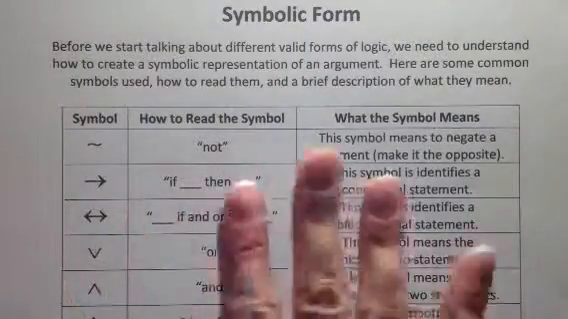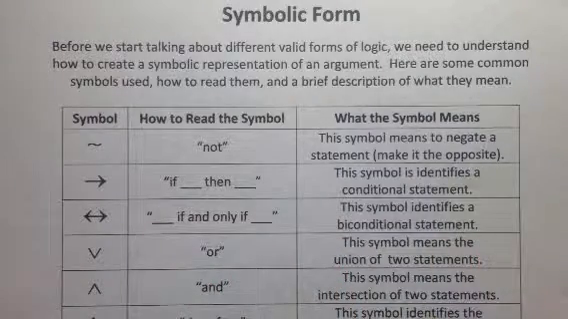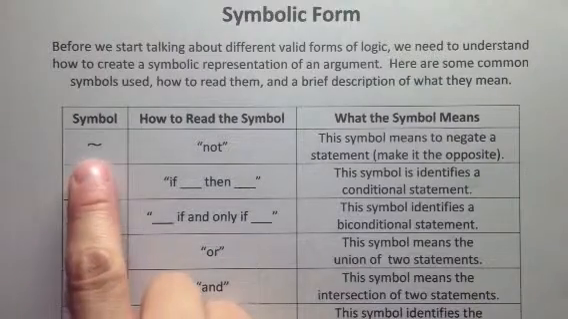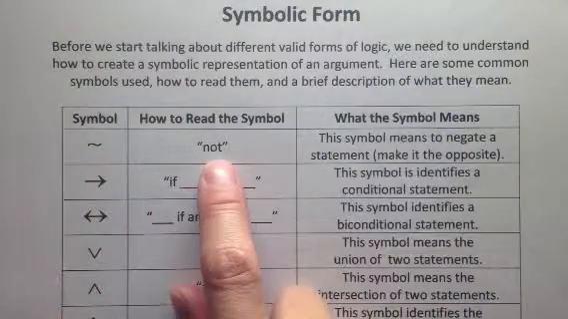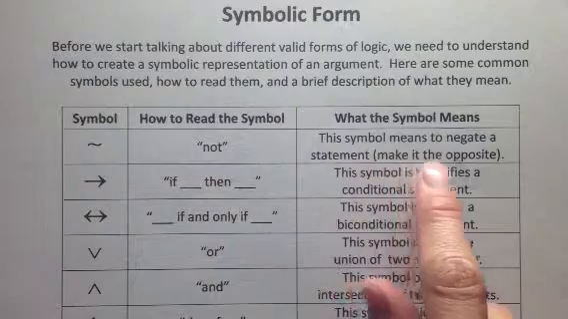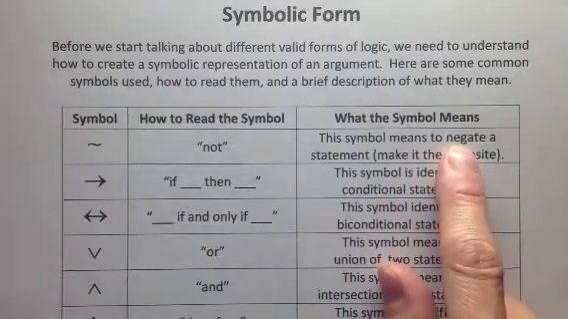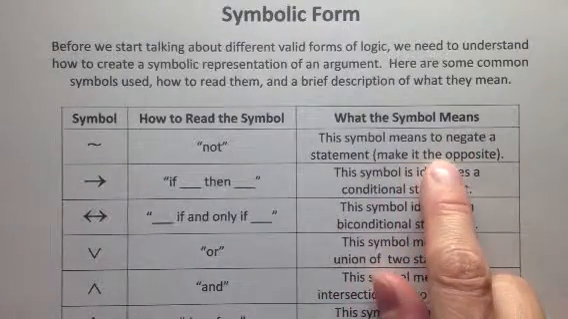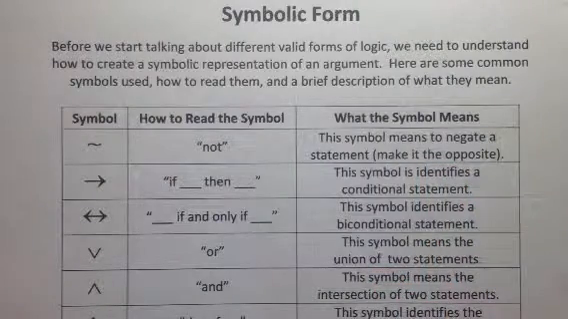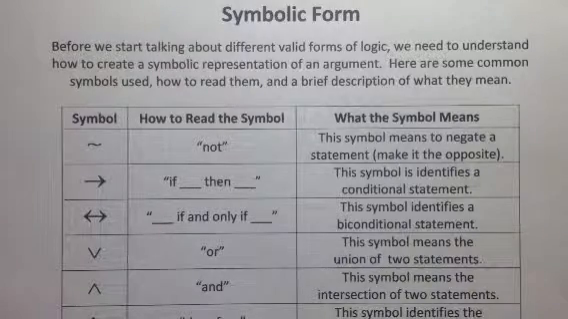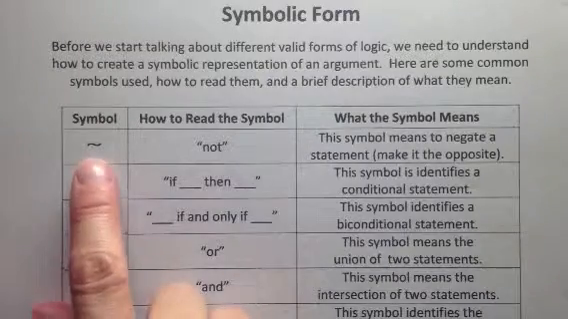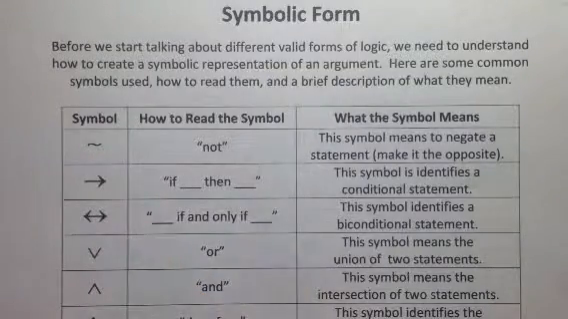So what I've done is I've made a table here with the most commonly used ones and gave you a little description of what they mean. So the first symbol, this is read as not, and what this does is it negates a statement. In other words, it gives the opposite. I think the example we used before was, if I'm hungry, if that was my P, my not P would be, then I am not hungry. Or if I am not tired, my negation would be that I am tired.